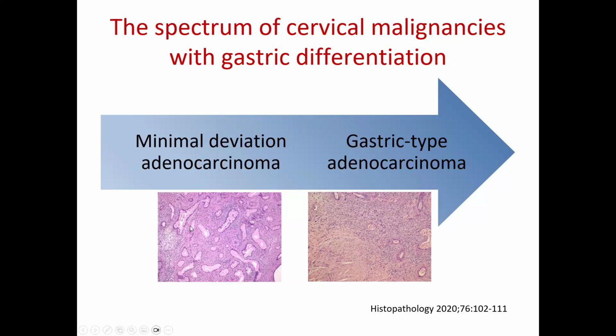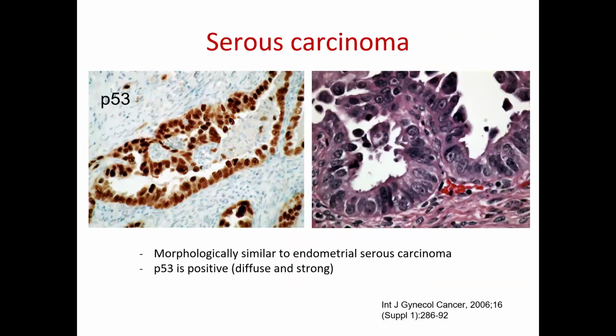We believe that this is the in situ or the early form of what later becomes gastric type adenocarcinoma. Serous carcinoma is another HPV-independent adenocarcinoma of the endocervix. It looks just like any serous carcinoma: high nuclear grade, prominent inclusion-like nucleoli, and if you do P53, it is P53 abnormal.